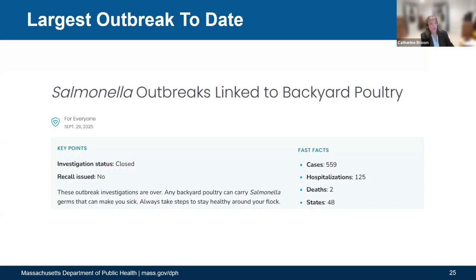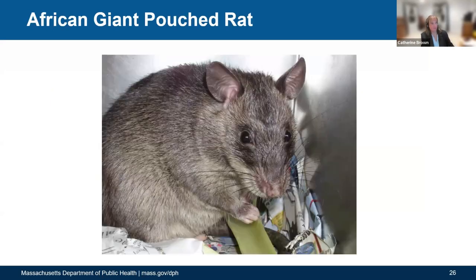And in fact, 2025 had the largest backyard poultry salmonella outbreak to date, 559 cases with 125 hospitalizations, 2 deaths. And remember, 559 cases, that's of the people who were diagnosed and reported. And we would multiply that by at least 40 to get the real number of cases.